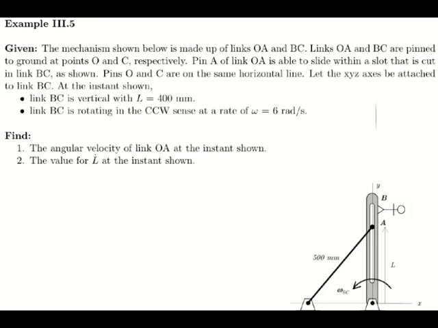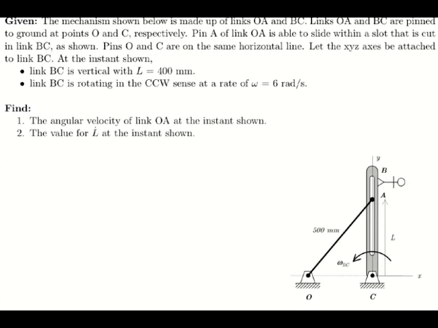In this example, we're looking at a mechanism which is made up of two links. The links here are OA and CB. OA is pinned to ground at O. BC is pinned to ground at C. And connecting these two is a slot which is cut in link BC, and end A of OA is constrained to be moving in that straight slot.